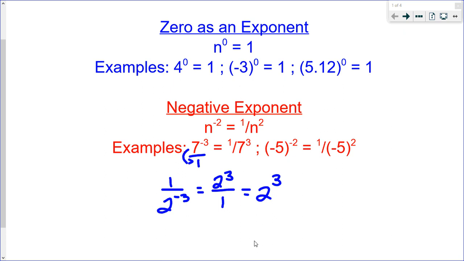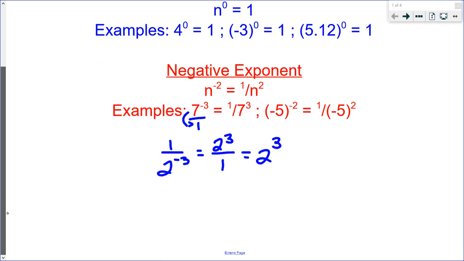So just to show you the flip side of what I was doing with that 1 over 2 to the negative third, if you had 2 to the negative third and you wanted to make it a positive exponent, you would move it under 1. And then it would become a positive exponent. So if it's already under 1, move it up to the top and it becomes positive. If it's over 1, then move it to the bottom, to the denominator, and it becomes positive. So you can change the sign of an exponent by moving it from the numerator to the denominator, or vice versa, from the denominator to the numerator.